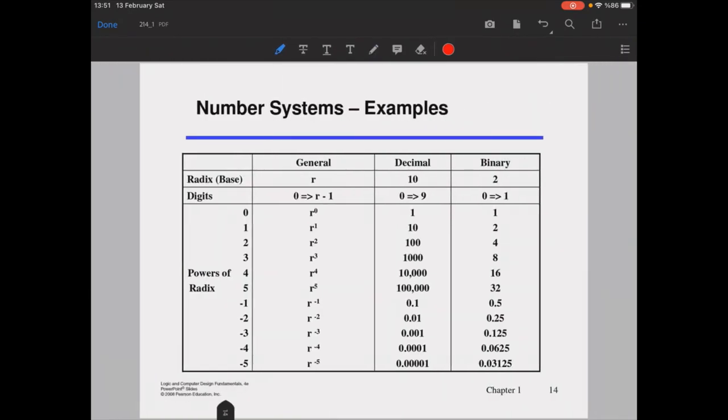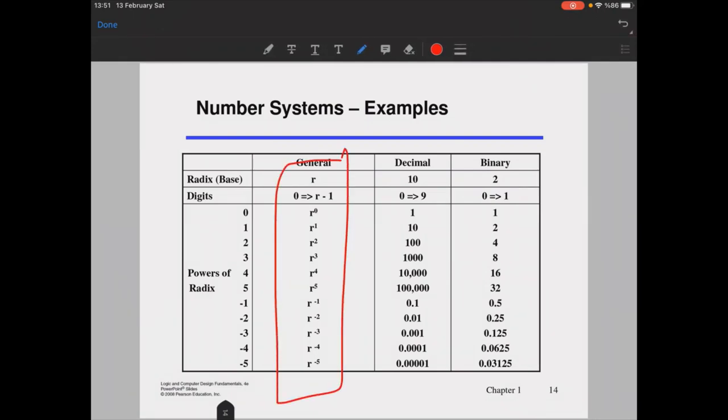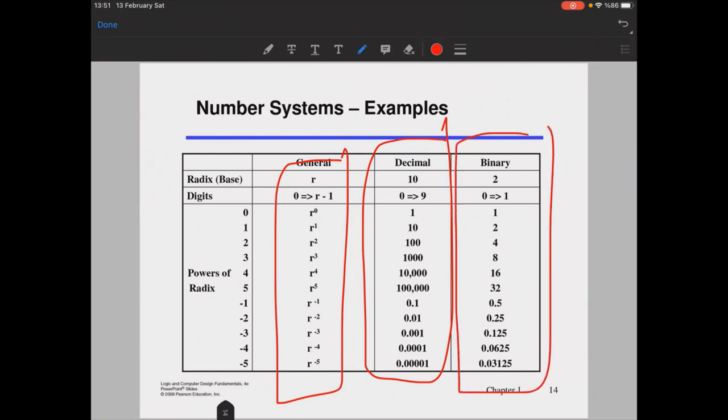Let's take a look at some number system examples. This is the general one that we discussed a few moments before, and its powers. And this is the decimal one that we're pretty familiar with. We use it in daily life. And this is the one that we should be pretty familiar with because it is used in our computer systems or computing devices. That's the idea.